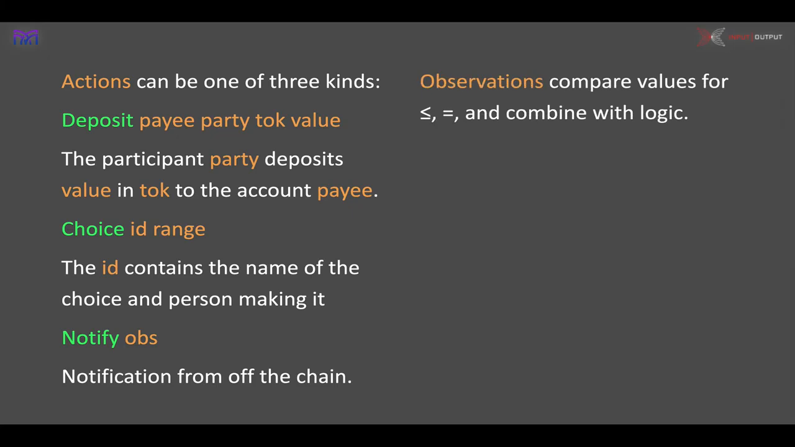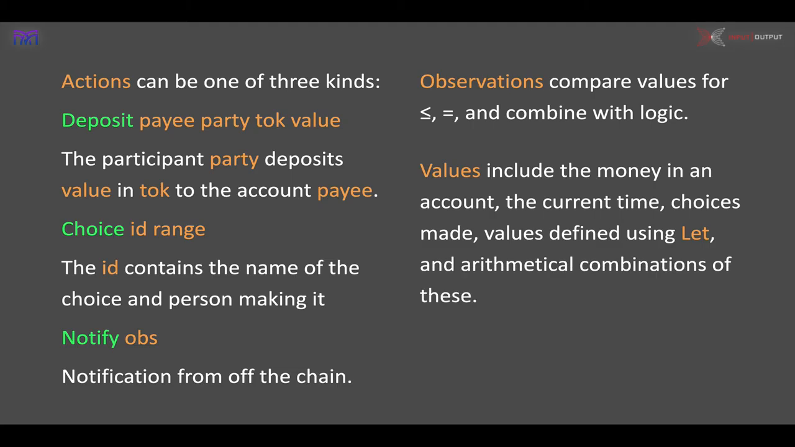An observation compares values just by less than or equal, and combines them with logic. And values are whole numbers, integers, and they include things like the money in the account, the current slot, choices that have been made, and so on. So values are numbers that represent interesting things in the contract. And that really is it. That's pretty much the whole of Marlowe.